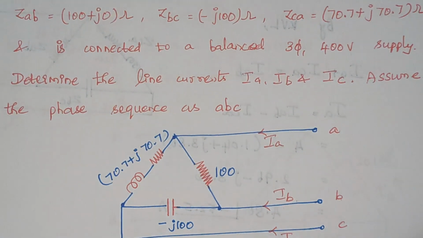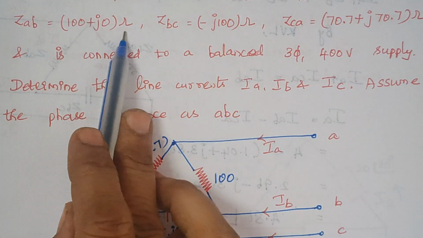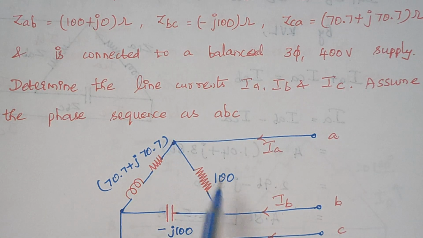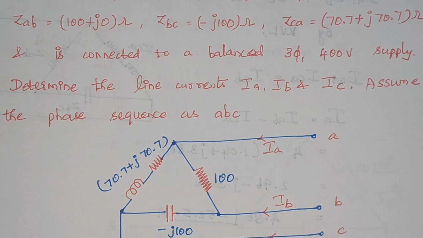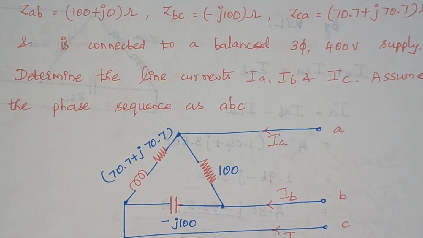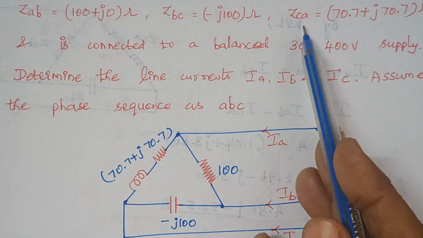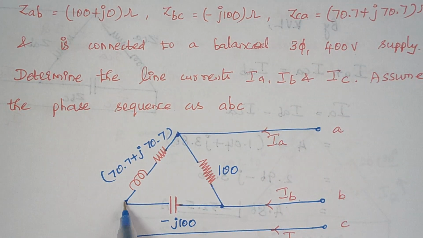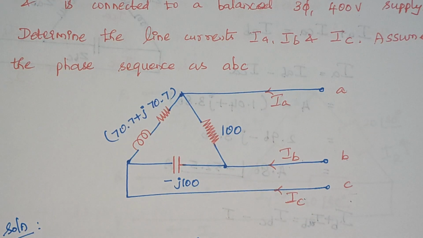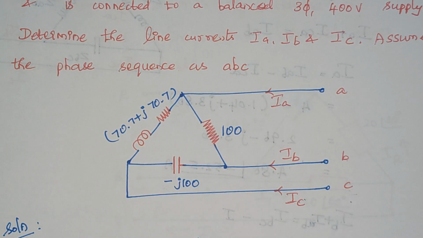And you see here, ZAB is 100 ohms. So between A and B, I am having 100 ohms. And between B and C, it is minus J100. And finally, between A and C, it is this value. This is your A and this is your C point.